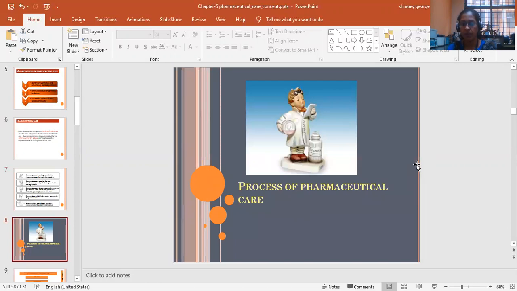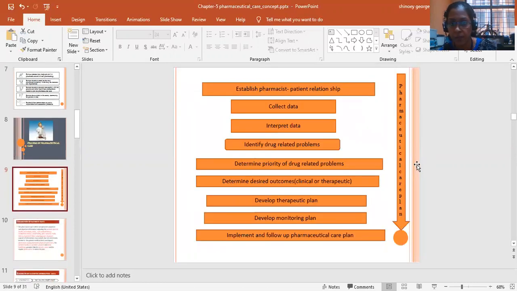Next, what are the different processes of the pharmaceutical care plan? First one is establishing a direct and proper relationship between the patient and the pharmacist. For establishing this relationship, we have certain data collection forms which help in collecting data related to the patient. These data can be obtained directly by interviewing the patient, and sometimes from the healthcare professionals and sometimes from the family members.